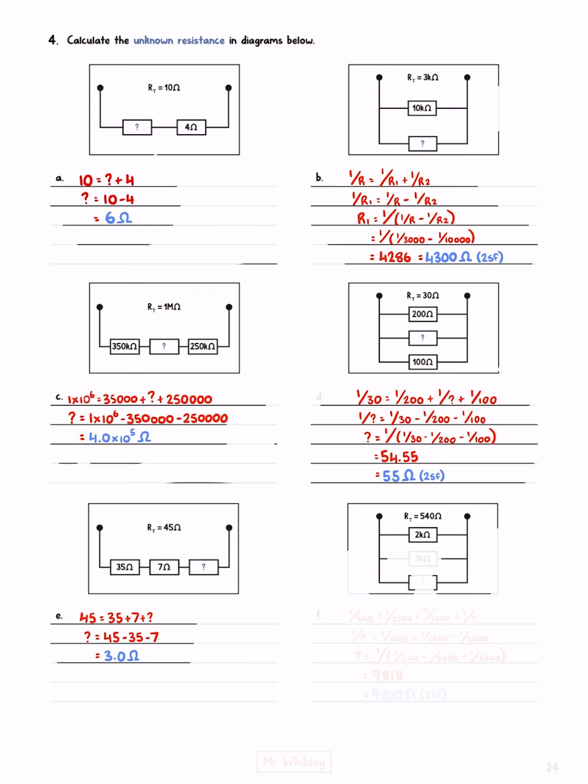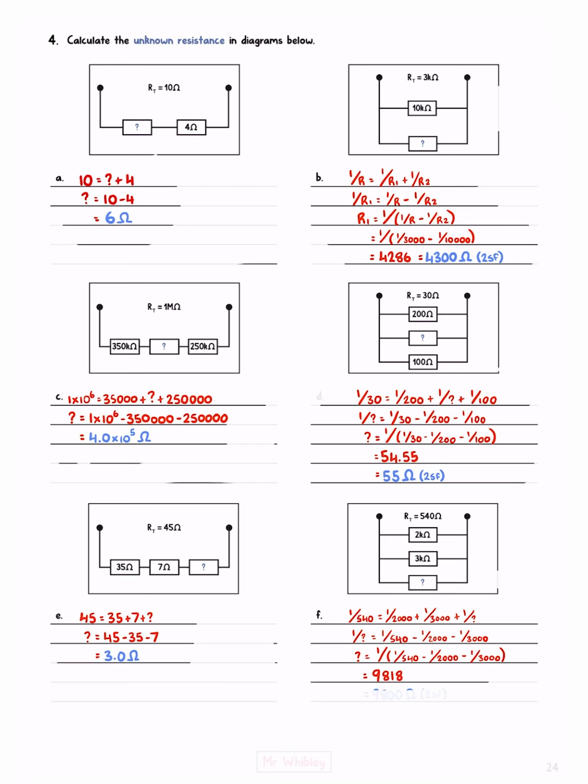parallel, a 2 kilo ohm, a 3 kilo ohm, as well as our unknown. We know 1 over our total resistance is the sum of our 1 over resistances. Solving this for our unknown resistance by subtracting 1 over 2000 and 1 over 3000 from both sides. Taking the inverse of both sides gives me 9818 or 9800 ohms to two significant figures.